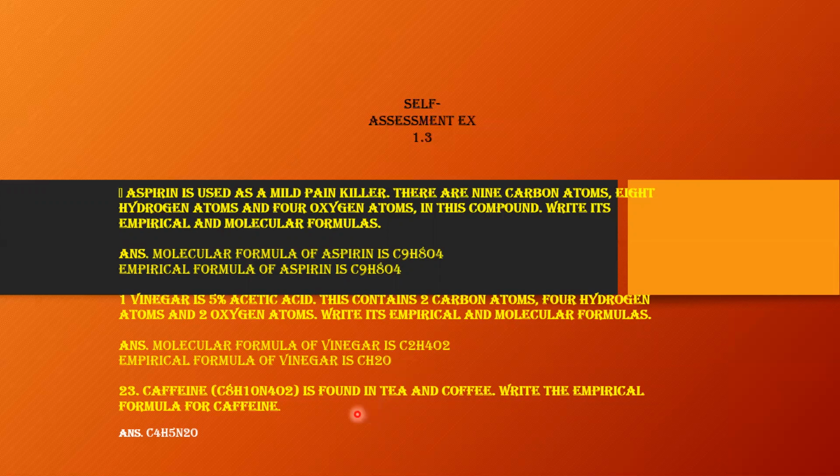So number 3 is caffeine, C8H10N4O2. This is found in the tea, in the coffee. So what about the empirical formula for caffeine is C4H5N2O1.